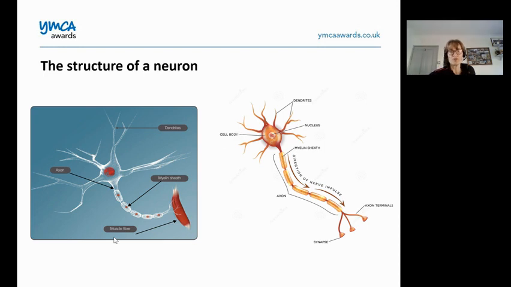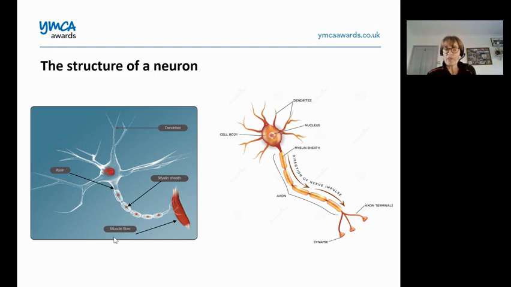So we're going to jump to another thing now. We definitely did this at level 2. I hope you can recall this, it looks fairly familiar. This is the structure of a neuron, and a neuron is another word for a nerve cell. So this is what some of our nerve cells look like. They're very varied, actually, but this is your standard idea of a nerve cell.